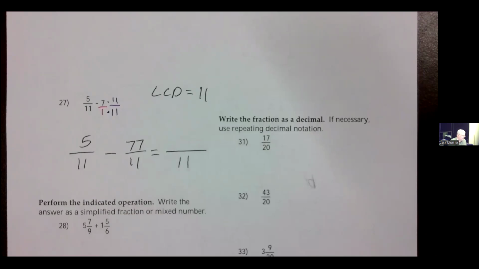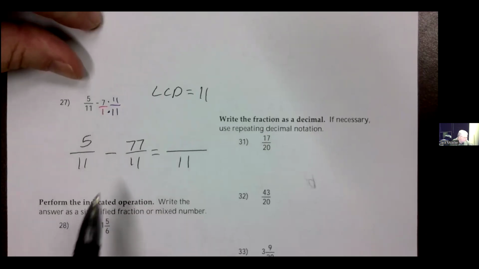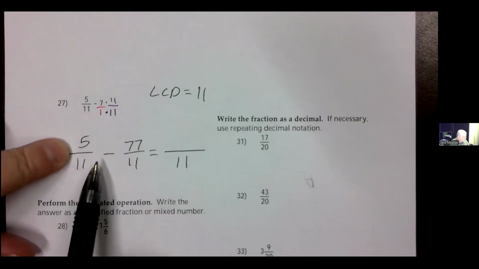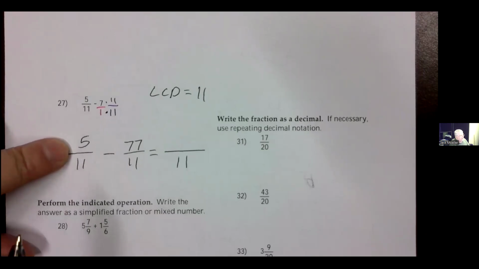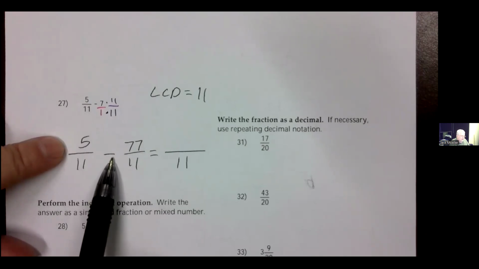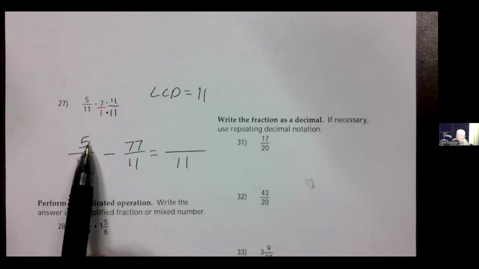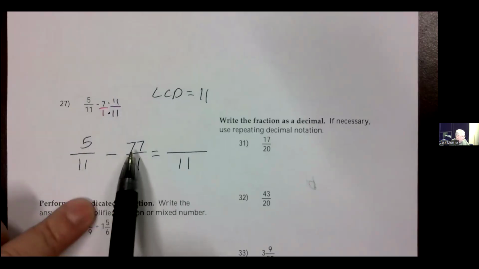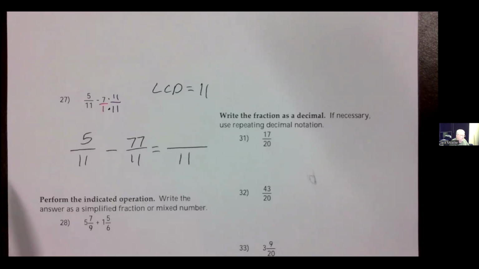Now, just to give you a brief preview of the next section, first of all, you have to figure out two things. One, are you adding or subtracting these numbers? And two, is the answer positive or negative? The 5 is positive, the 77 is negative. So when the signs are different, you're subtracting. The positive 5 says we're going right on the number line. The negative 77 says we're going left. So if you're going opposite directions, you're subtracting.